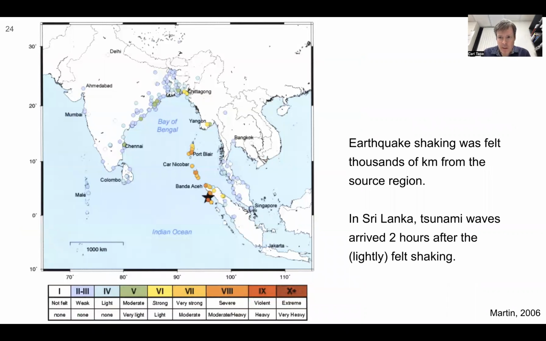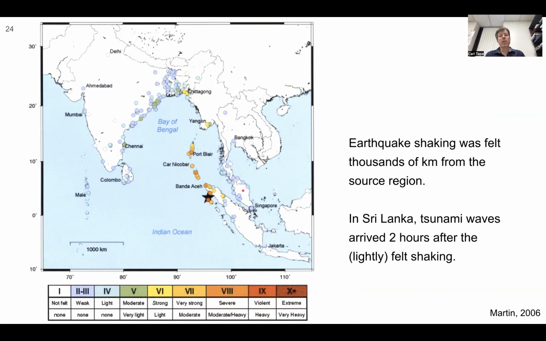Earthquake shaking from this event was felt thousands of kilometers from the source region. In fact, it was so strong. So this shows the felt reports compiled from people who experienced the earthquake and the shaking. And this shows in red violent, severe shaking intensity, 10, 9, 8. You can see in the region of the earthquake, things are very high along these islands. But it was also felt far away. So in blue, weak to light shaking was actually felt out in these regions, thousands, in some cases over 1,000 kilometers away, this was felt. Similarly here, Thailand, Singapore, you see low levels of shaking.